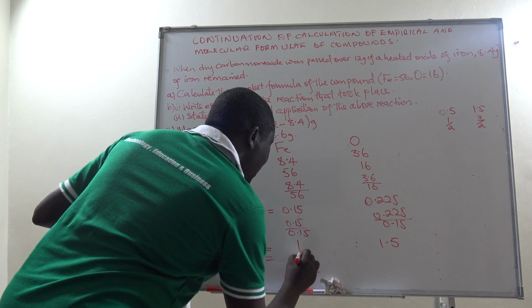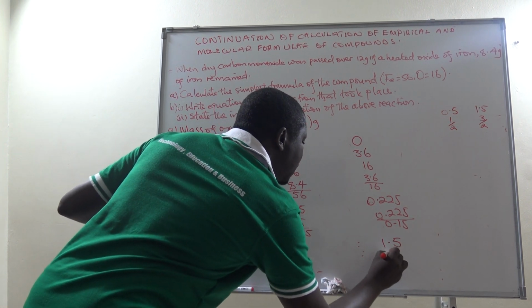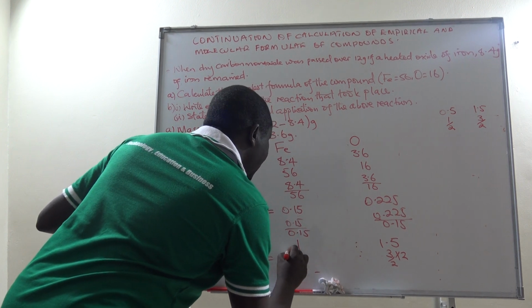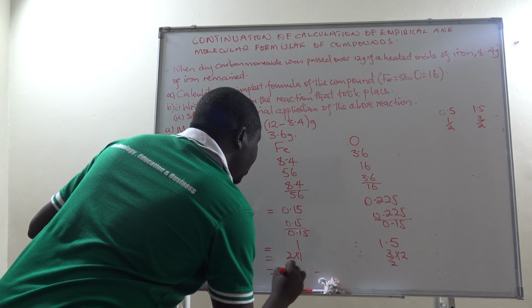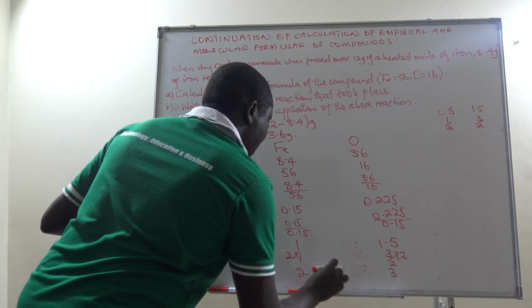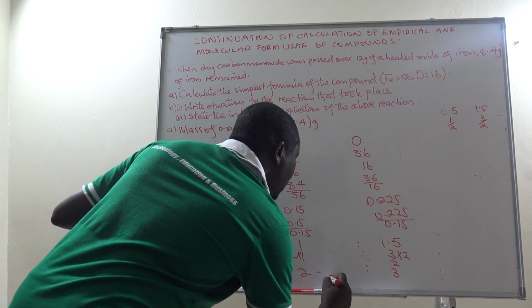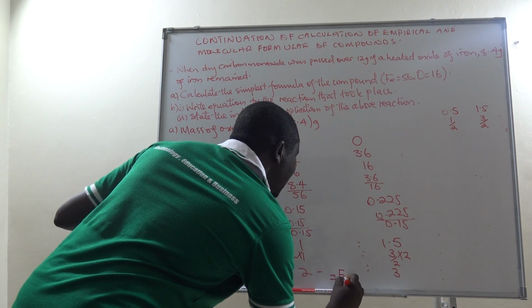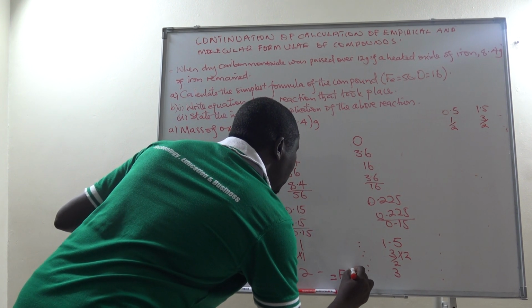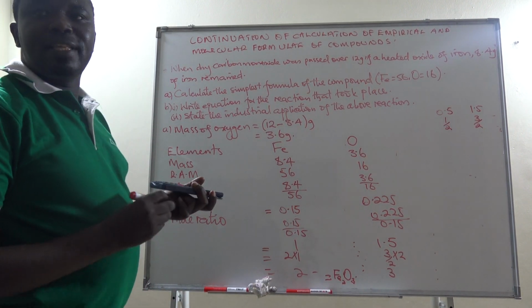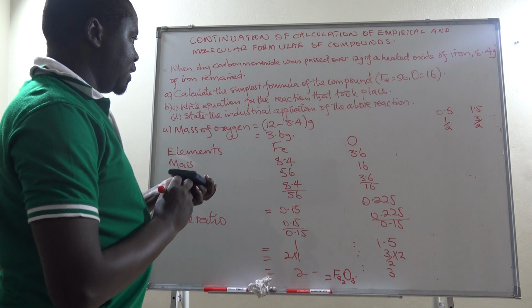Then we bring the fraction which corresponds to our 1.5. It will be 1 to 3 over 2 and multiply both sides by the denominator. So our ratio is 2 to 3. And then it means that our empirical formula, or our simplest formula, is Fe2O3. So we have got the simplest formula in this case.